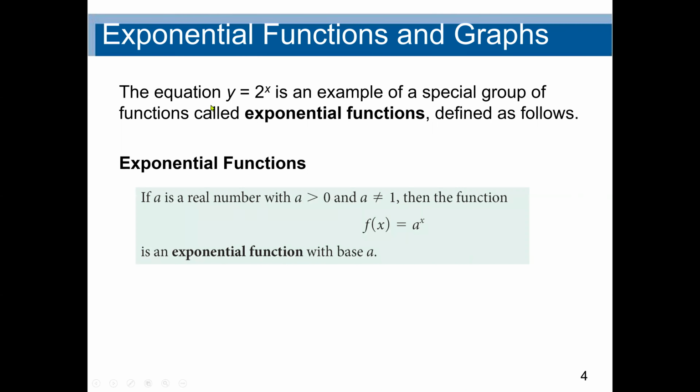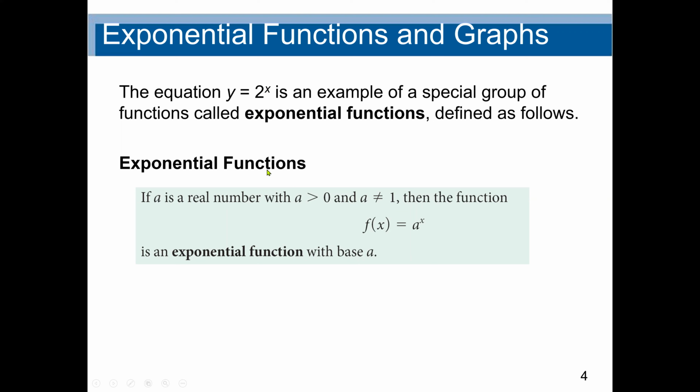Here we say that the equation y equal to 2^x is an example of a special group of functions called exponential functions. Now, the reason why we call y equal to 2 to the power x an exponential function is because the exponent is a variable. So if we have y equal to x squared, that's not an exponential function because the exponent is a value. So always for an exponential function, the exponent is a variable.